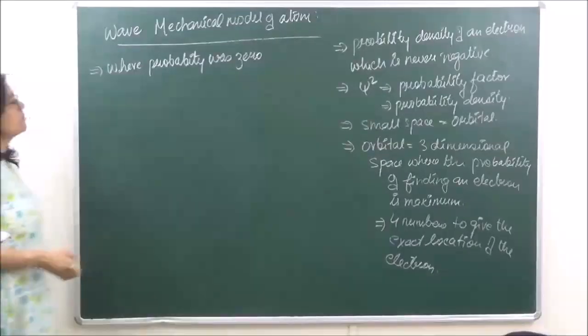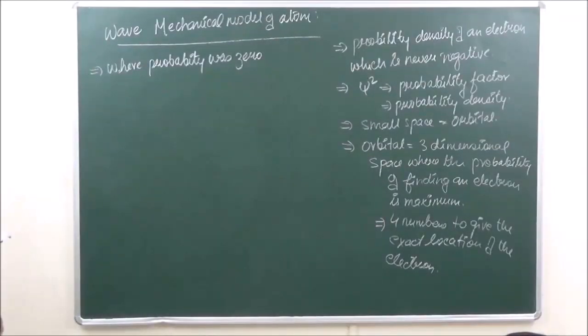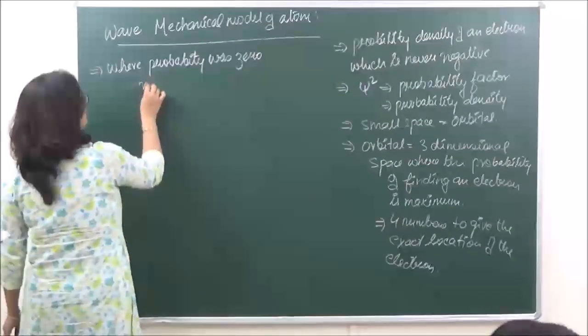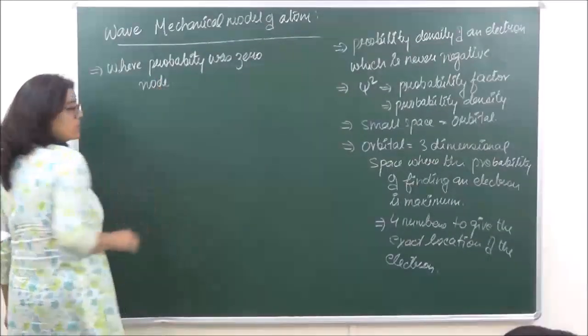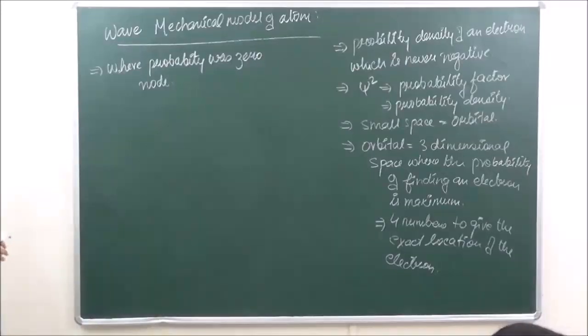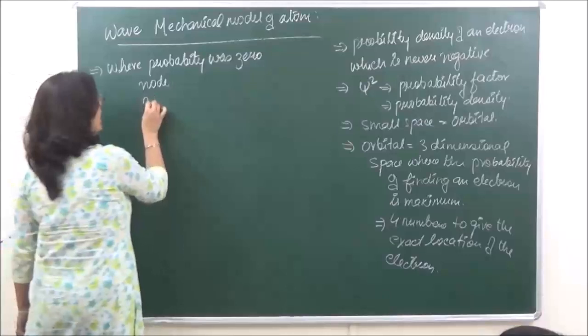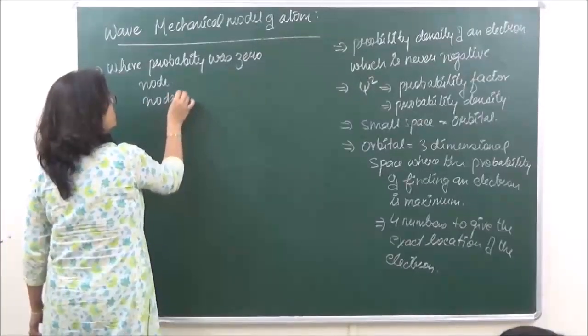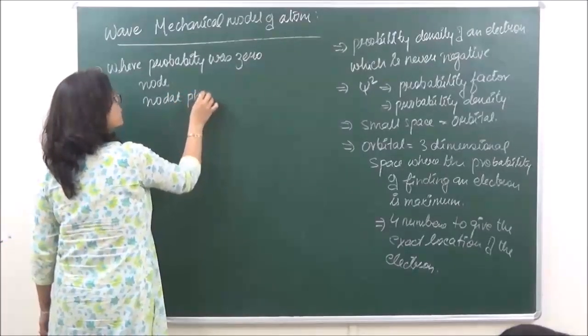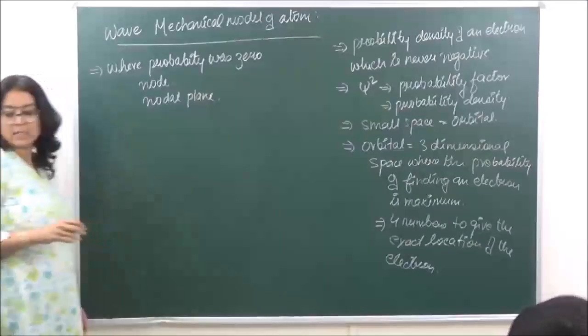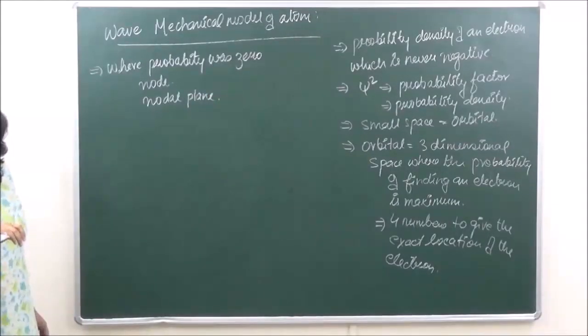And this space or point or plane where the probability of finding an electron is 0, this is known as a node. The point where the probability of finding an electron is 0 is known as a node, and the plane where the probability of finding an electron is 0 is known as the nodal plane.